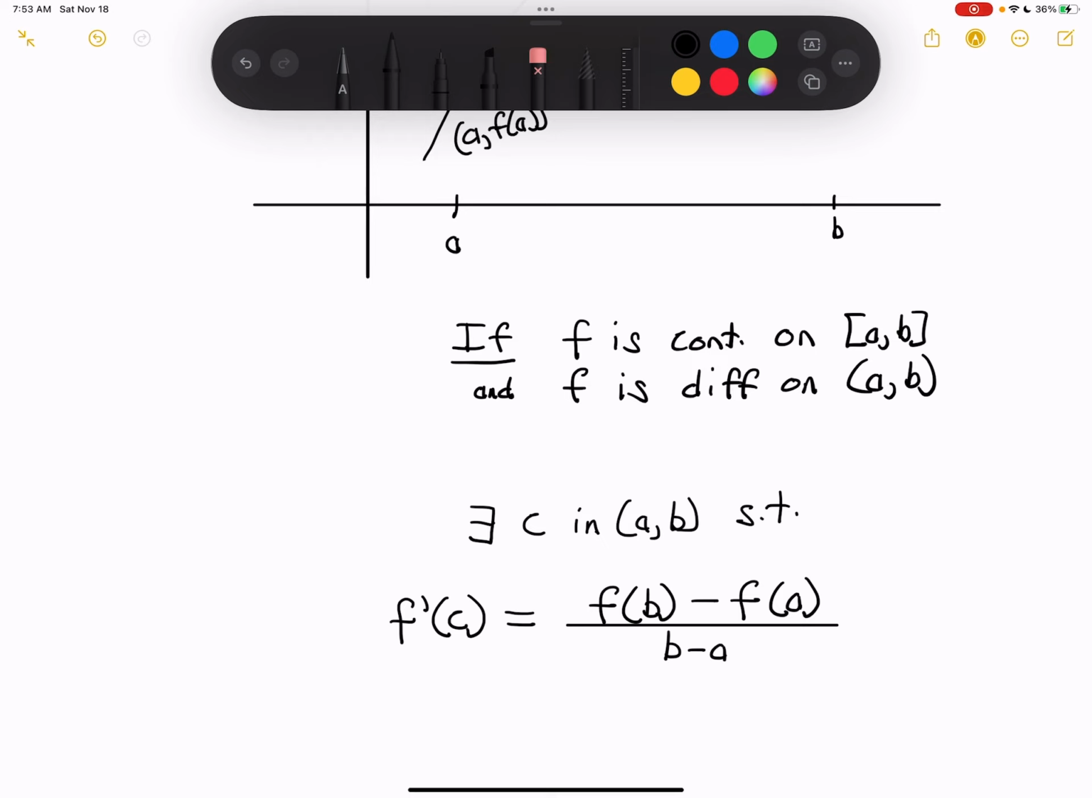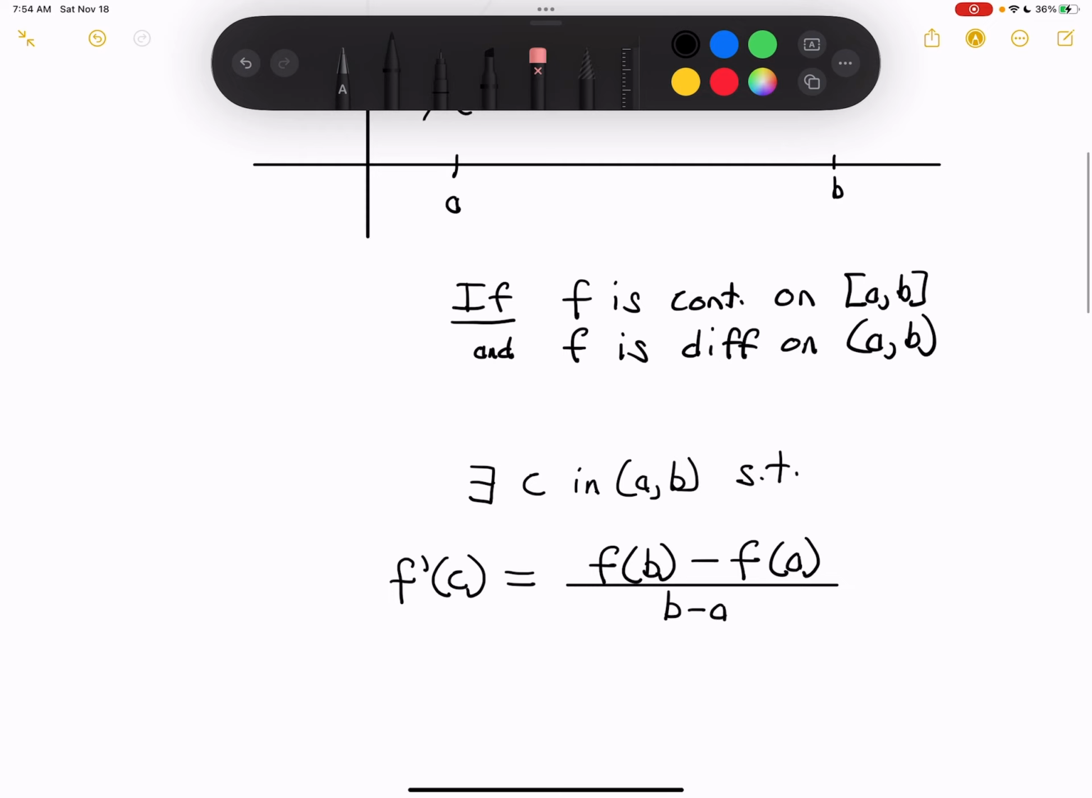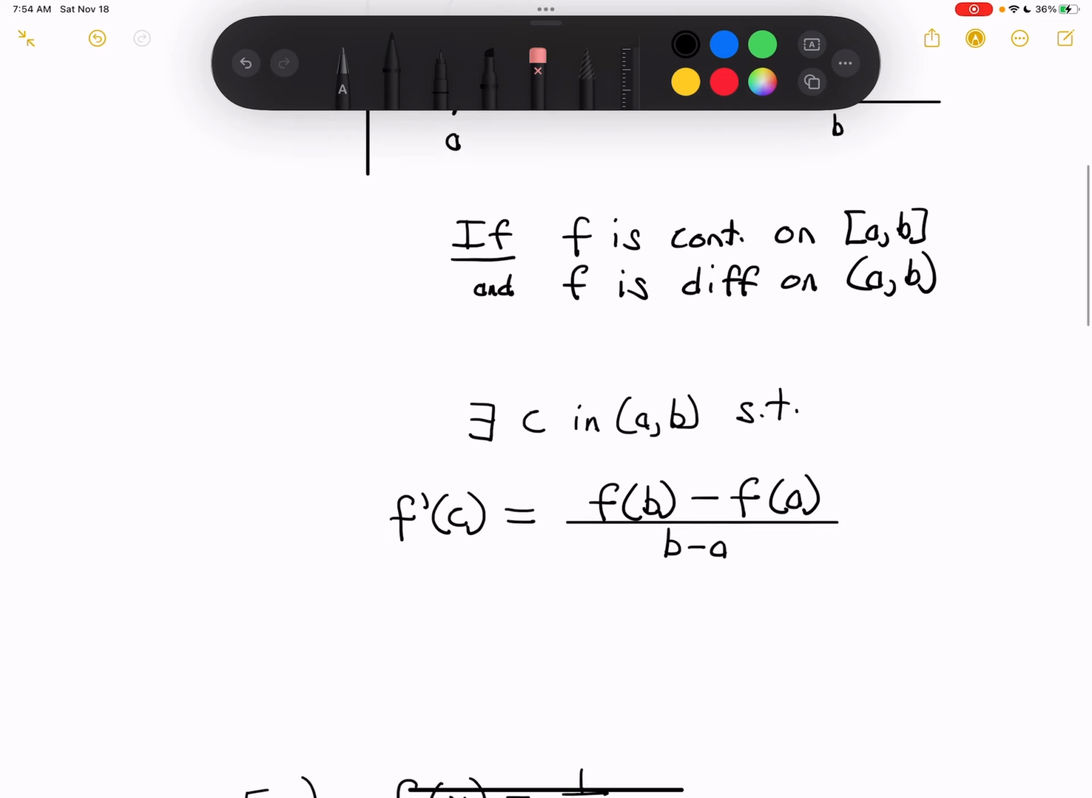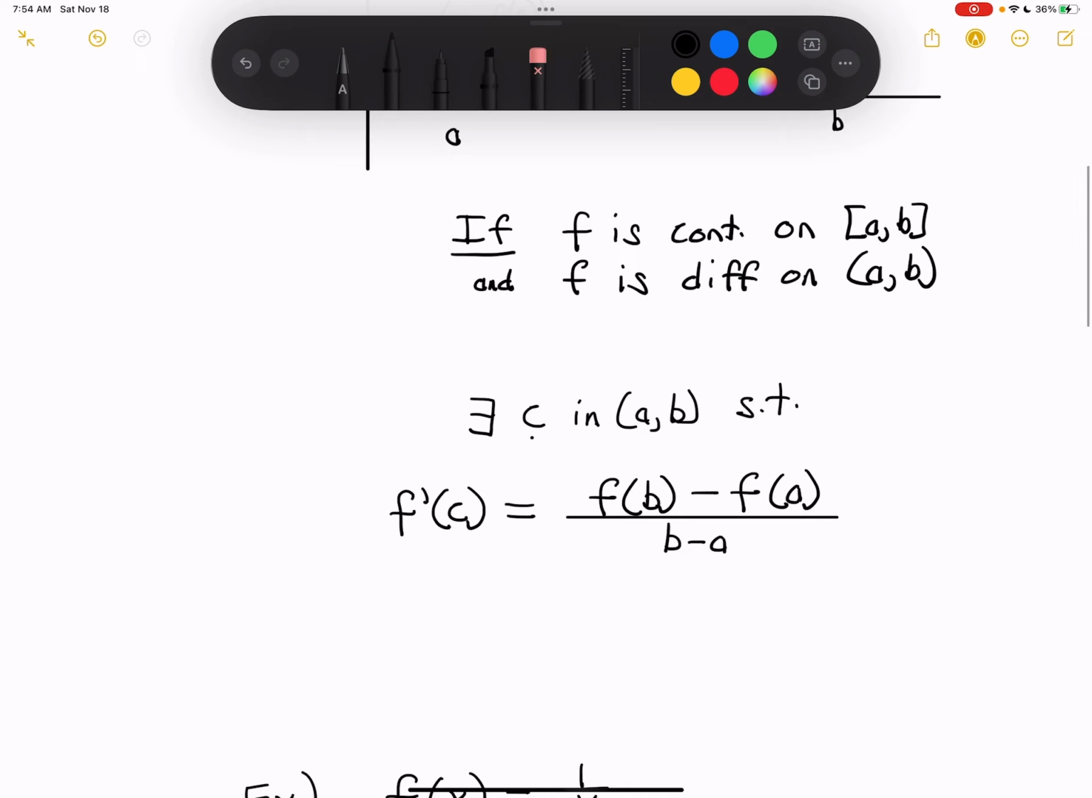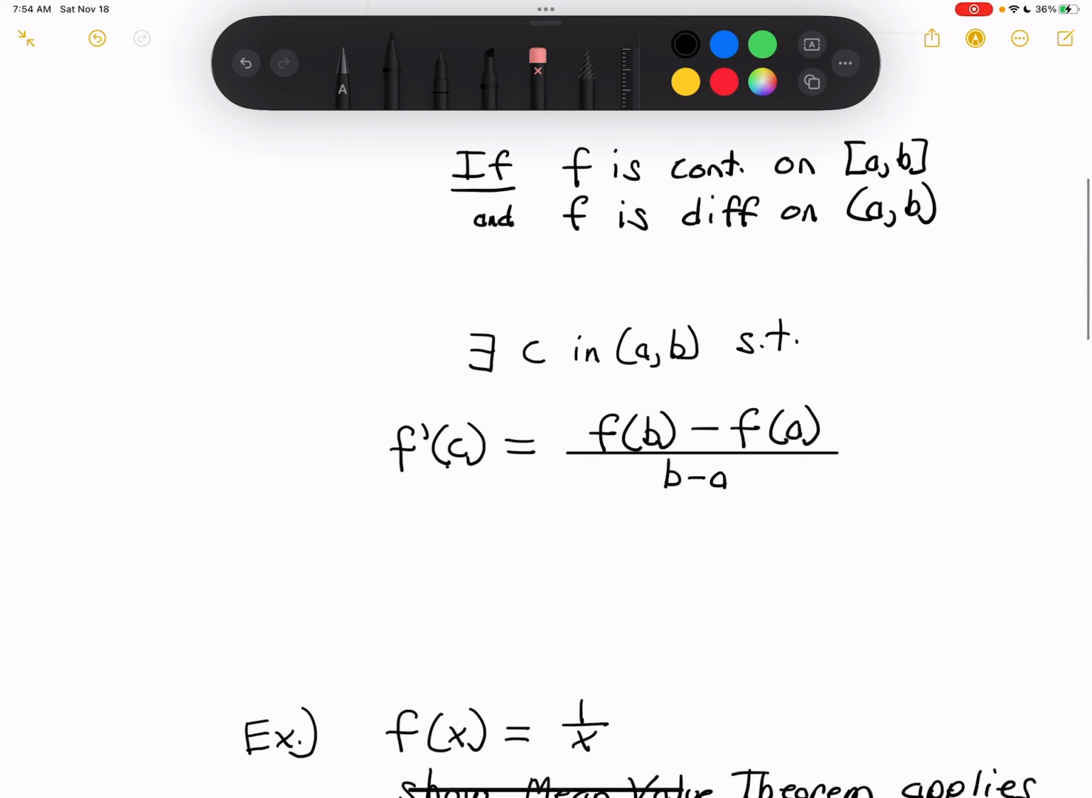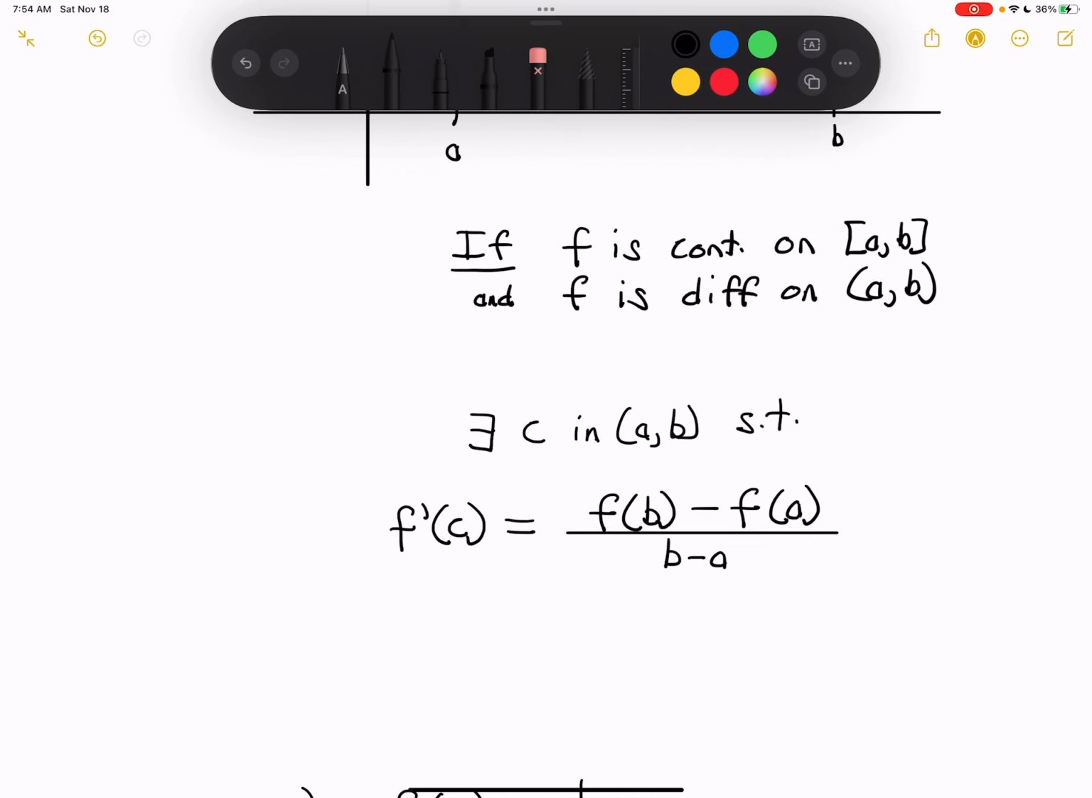If I have some function f, and this function is continuous on the closed interval from a to b, and the function is differentiable on the open interval from a to b, then I can state the following. There must exist a c in the open interval from a to b such that f prime of c is equal to f of b minus f of a over b minus a. So that's the definition. And let's walk through this slowly to see what exactly this means.